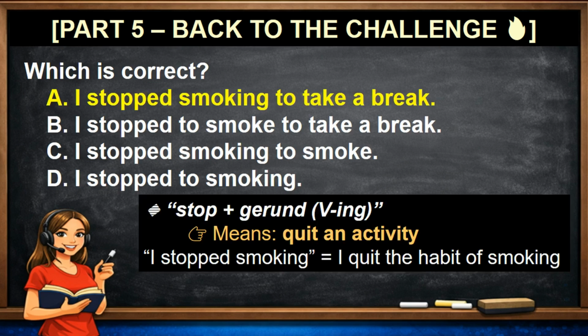The best answer is A. I stopped smoking to take a break. Why? Stop plus gerund, or verb plus ing, means quit an activity. I stopped smoking equals I quit the habit of smoking. So in "I stopped smoking to take a break," the meaning is I quit smoking in order to rest. Logical and natural. The others either sound unnatural or completely wrong.